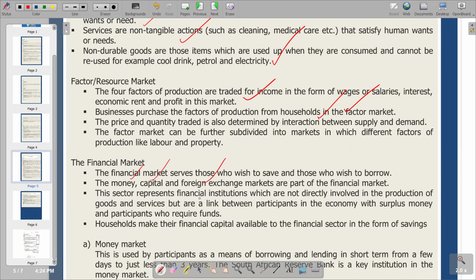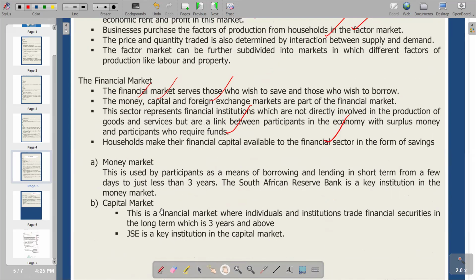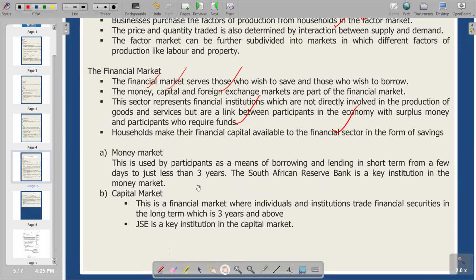This sector represents financial institutions which are not directly involved in the production of goods and services, but are a link between participants in the economy with surplus money and participants who require funds. Households make their financial capital available to the financial sector in the form of savings. So we now have the subdivisions of money market and capital market under the financial market, that we can further explain.